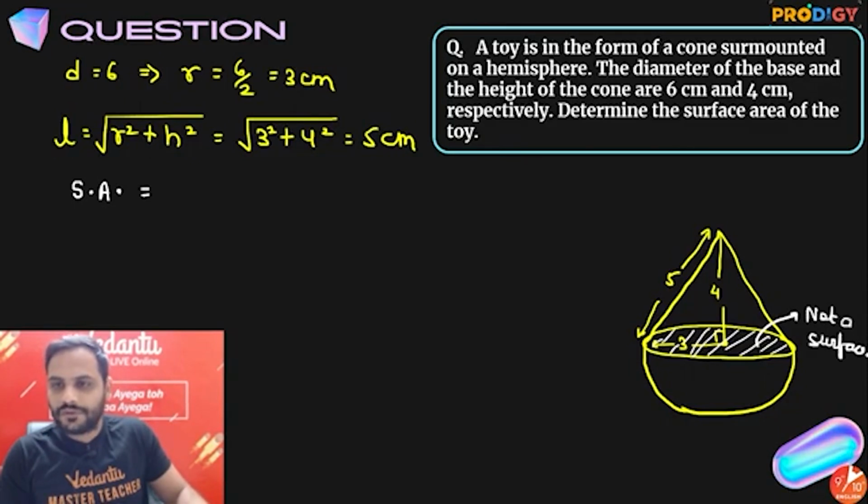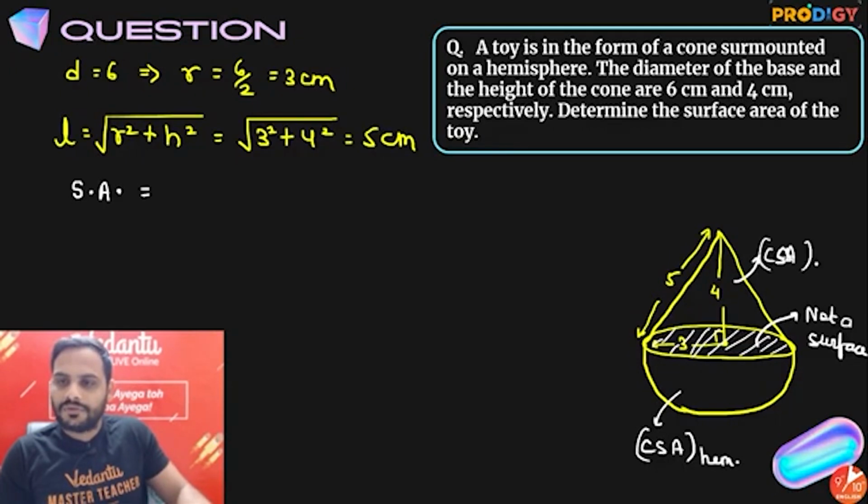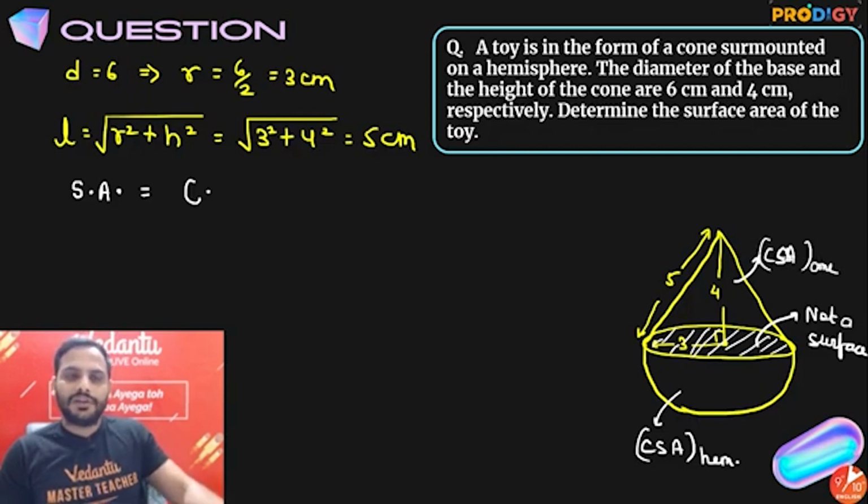This is not a surface now. So the only surfaces we have are one, the CSA of the hemisphere, and the other is the CSA of the cone. Alright, so the surface area of the solid is going to be CSA of hemisphere plus CSA of cone, curved surface area.